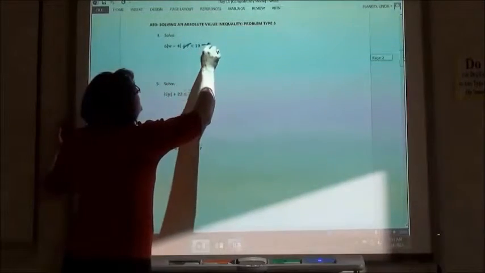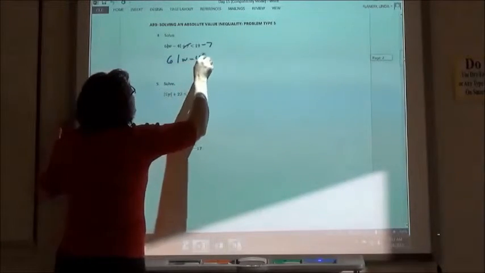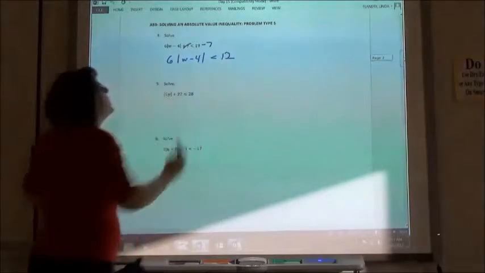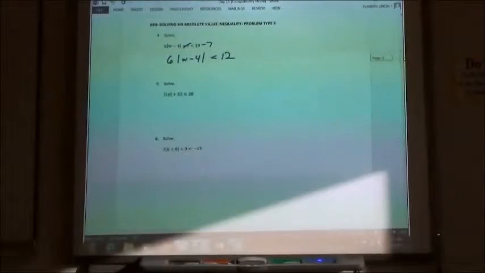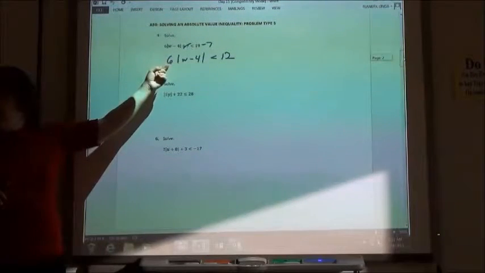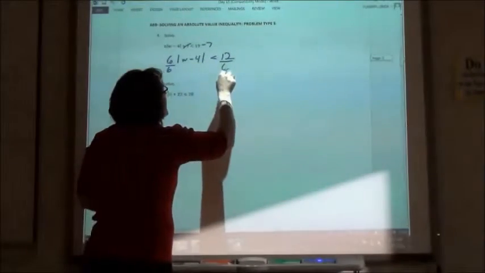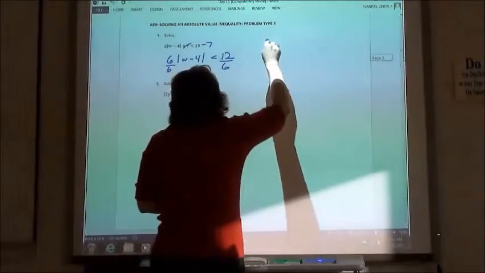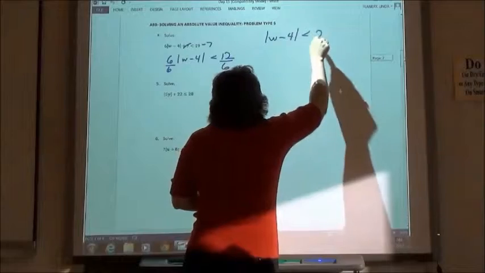So I'm going to minus my 7, and I'm going to have 6 times the absolute value of W minus 4 is less than 12. Then the absolute value still isn't by itself because there's a 6 in front of the absolute value. To get rid of that 6, I have to divide by that 6. So now I have the absolute value of W minus 4 is less than 2.